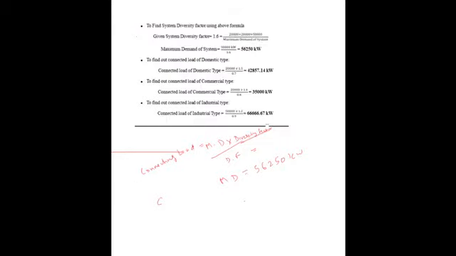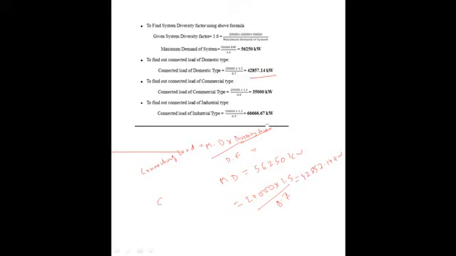Then for the domestic consumer, it will be 20,000, the maximum demand, into the diversity factor 1.5, and the demand factor is given as 0.7. Sorry, 0.7. It will come around 42857.14 kilowatt. This one.